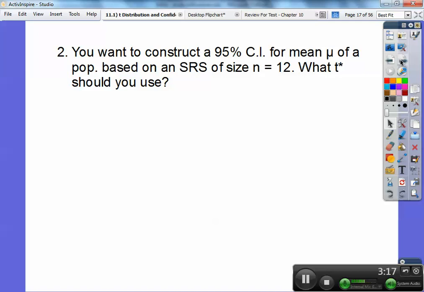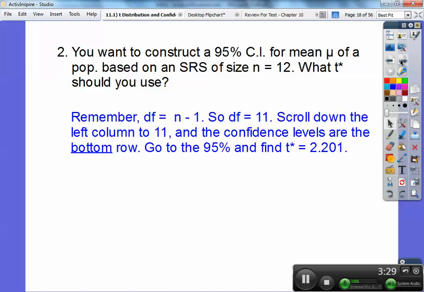So here's number two. You want to construct a 95% confidence interval for the mean of the population based on an SRS of size n equals 12. So what is t? Remember your degrees of freedom is n minus 1, so you're going to go down to 11. Then at the bottom of the page is your confidence level, so find your 95% and degrees of freedom of 11. You should use the t-score 2.201.